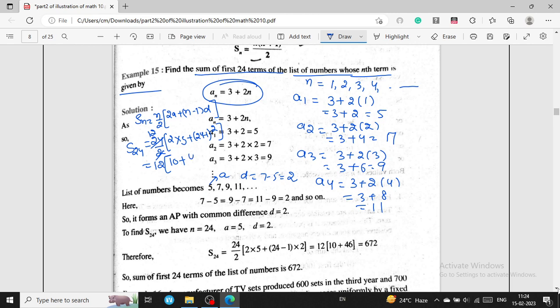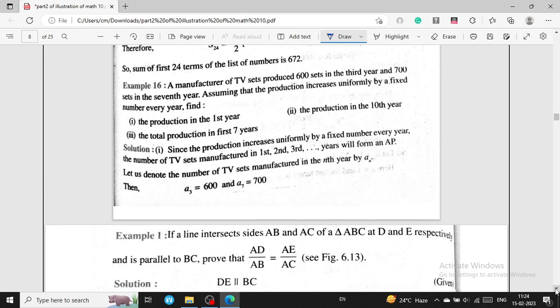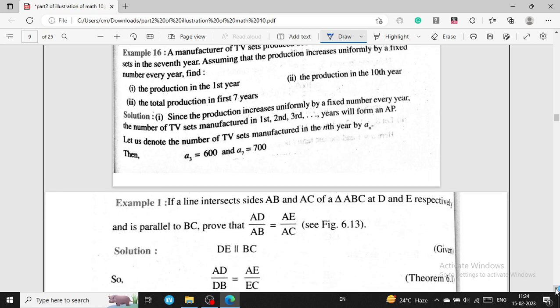23 multiplied by 2 is 46. You can see 12 multiplied by 56. 12 6s are 72, 12 5s are 60. 60 plus 72 is 672, which is your answer. This is the sum of the first 24 terms of the list of numbers, that is 672. Next question.